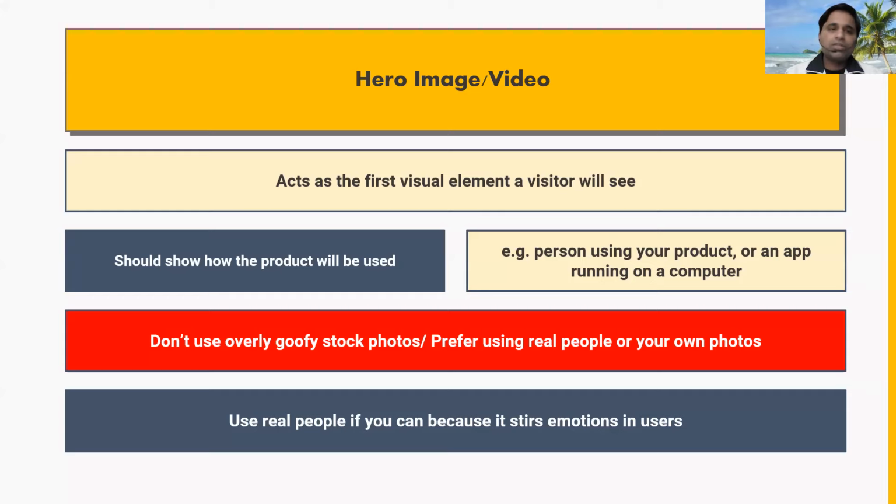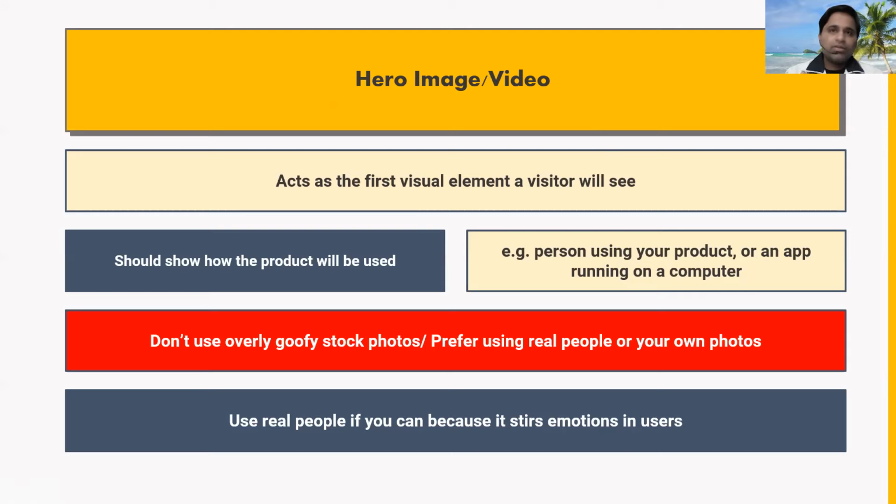Now this hero image should show how the product will be used. For example, a person using your product or an app running on a computer. If you have a video of such kind, please do use it on your landing pages. This will increase conversions. Don't use overly goofy stock photos. Prefer using real people or your own photos. If you have your own photo using the product, or some real people, use them. Your stock photos should not be generic. They should use real people and seem authentic.